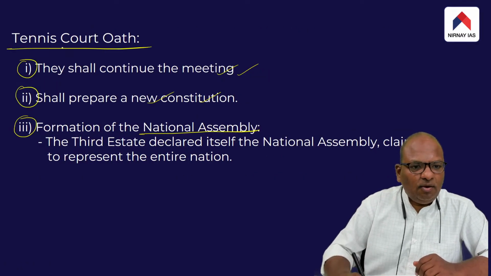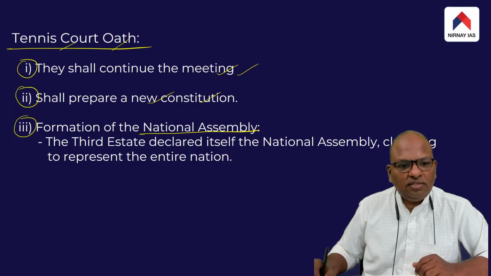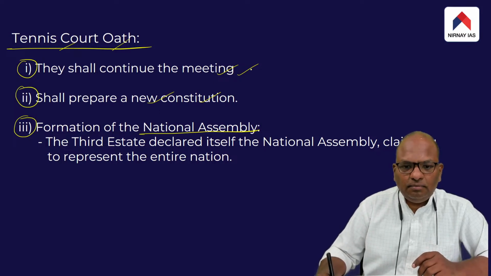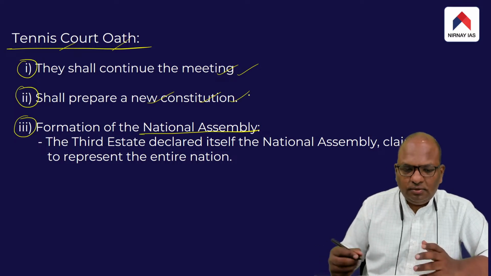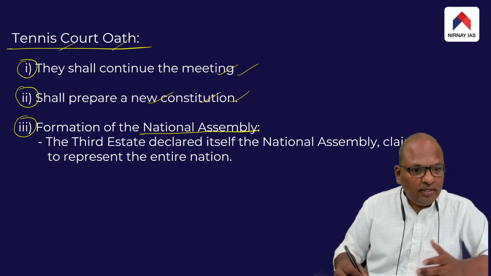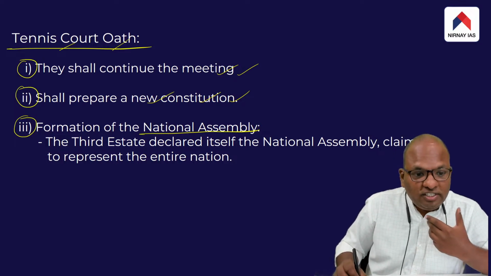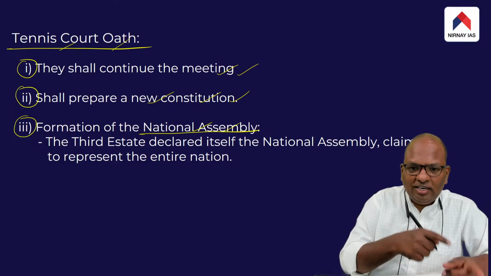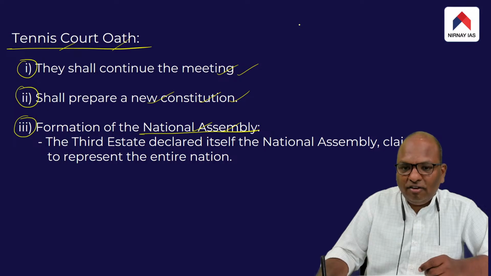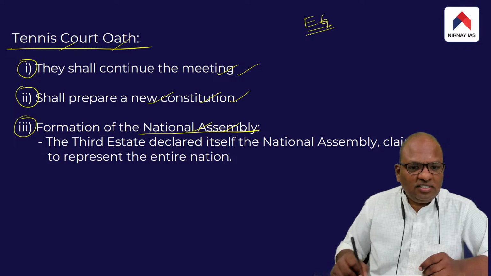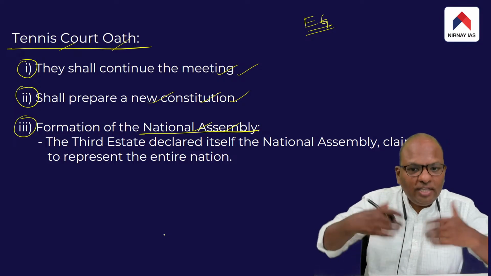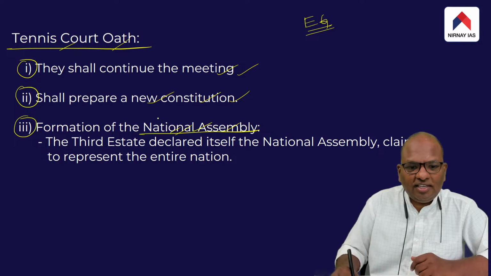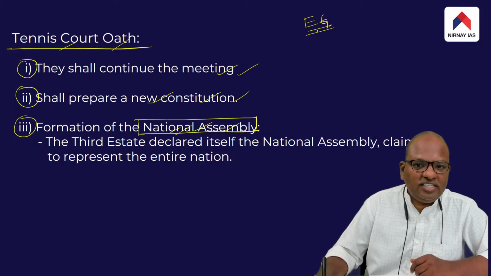So what are the important points of the oath? Basically, they decided to continue their meeting despite being opposed by the king. They decided to prepare a new constitution for France. They decided to form a new legislative body called the National Assembly. So the legislative body that was in operation in France for a long time is the Estates General. But the members of the Third Estate decided to form a new legislative body called the National Assembly in place of the Estates General.